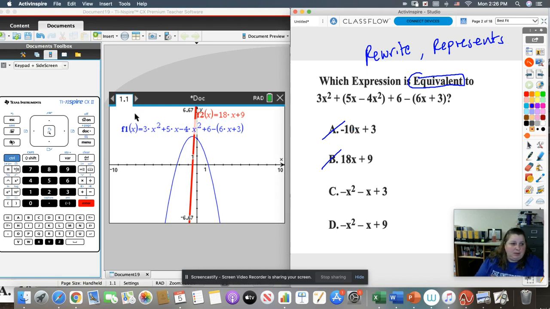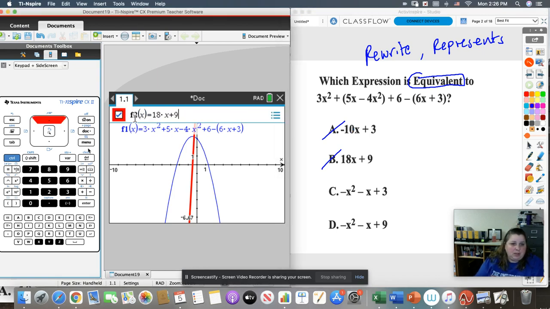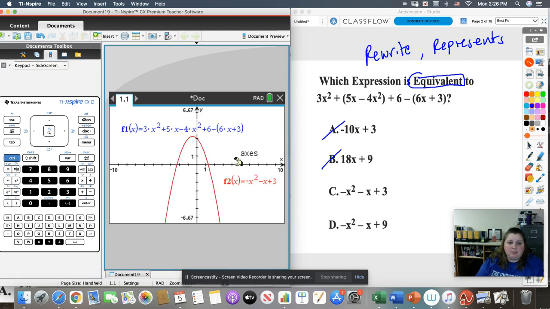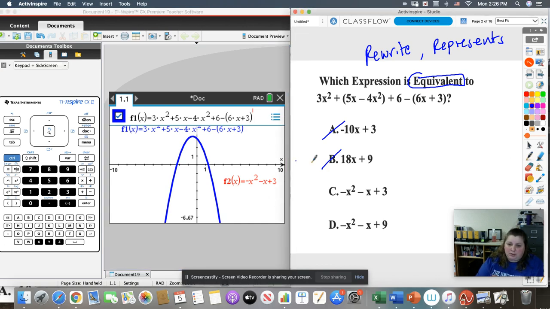Eliminate that. Then again, tab, up arrow key, delete this out, and type in the next answer choice. Minus x squared minus x plus 3. Enter. Now, those two overlap each other. They're exactly the same. If you're not sure, you can click on the blue and it'll show you the blue and then the red, and you can see they're exactly in the same spot. They're overlapping each other. Then that's the correct answer.